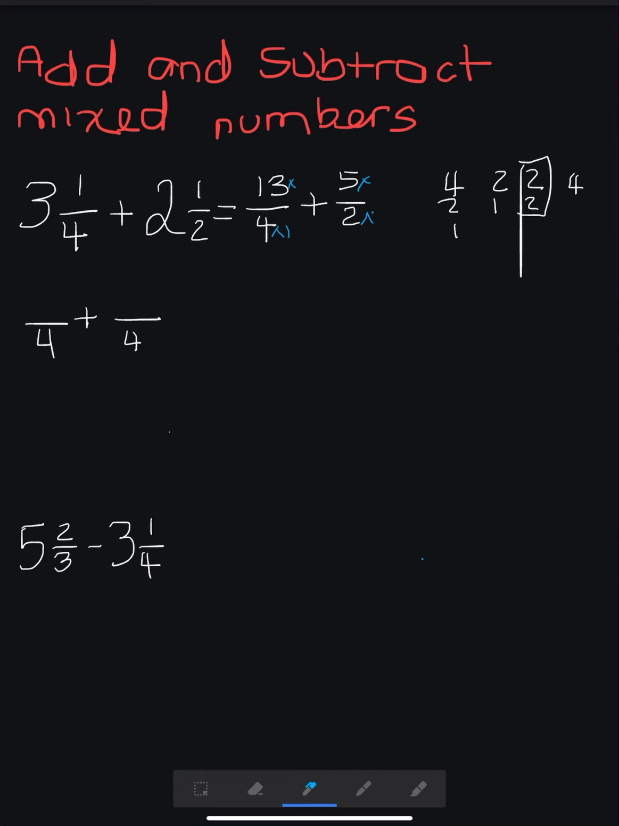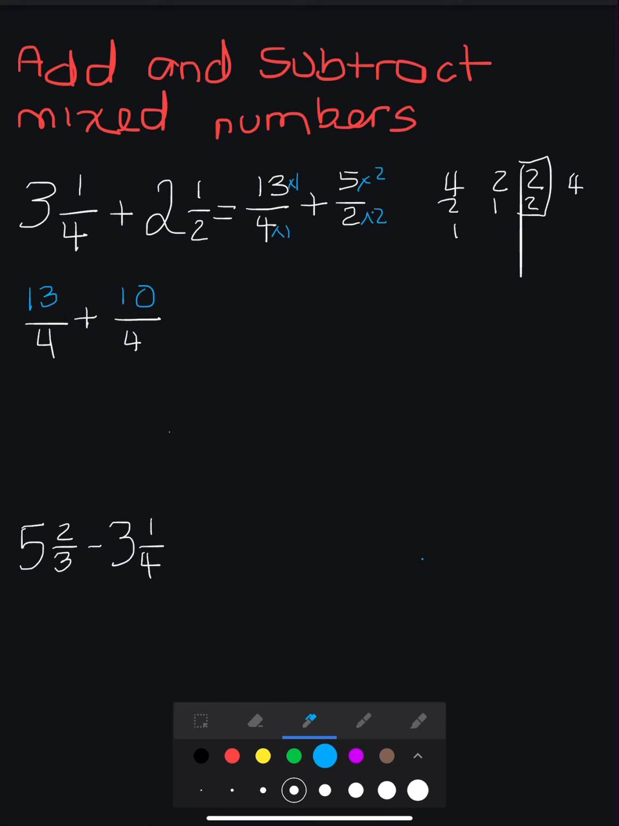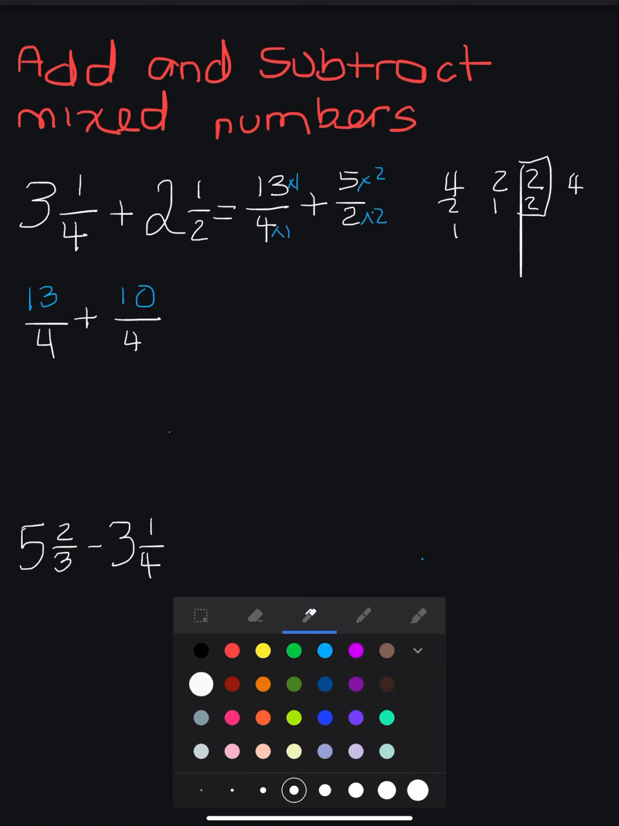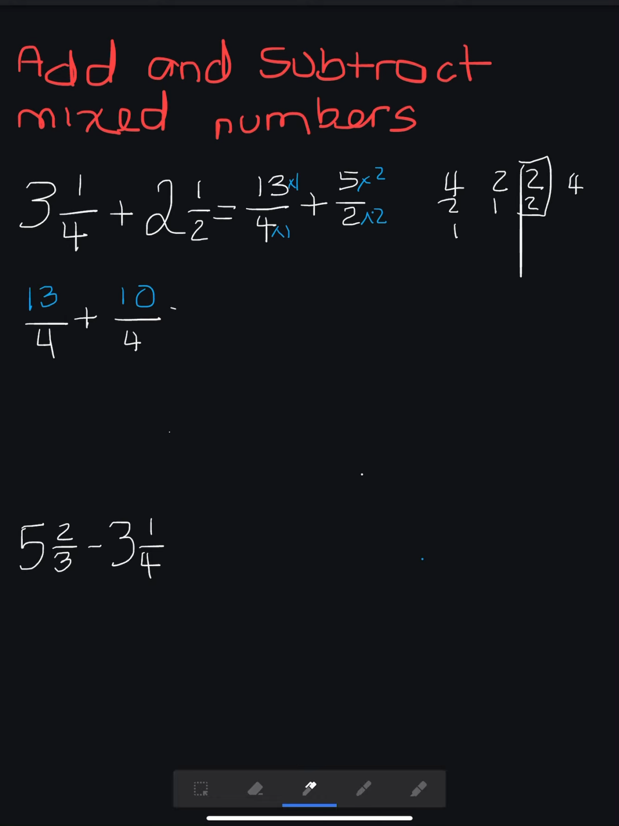So, which number did I use to multiply 4 to become 4? 4 times 1, right? So 13 times 1 is 13. And now the other one, 2 times what is 4? 2 times 2, right? So I multiply 5 times 2, and 5 times 2 is 10. Now the rest of the process is super, hyper, mega easy. We're going to add the numerators, 13 plus 10 is 23, and remember that we never ever add the denominators. So if the denominator is 4, in the answer, the denominator is going to be 4.